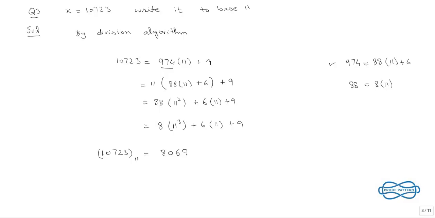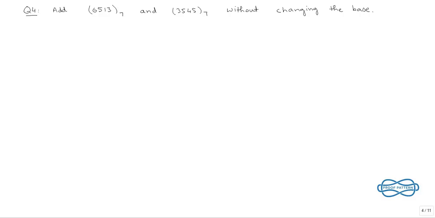Okay. The next question is question 4, in which we have given two numbers in the base 7, and the question is add this number 6513 to the base 7 with this number 3545 to the base 7 without changing the base. There is another way that first we will change the base to the standard base 10, then we add these two numbers, and again we change the obtained number to the base 7. But the question is that we have to do this without changing the base.